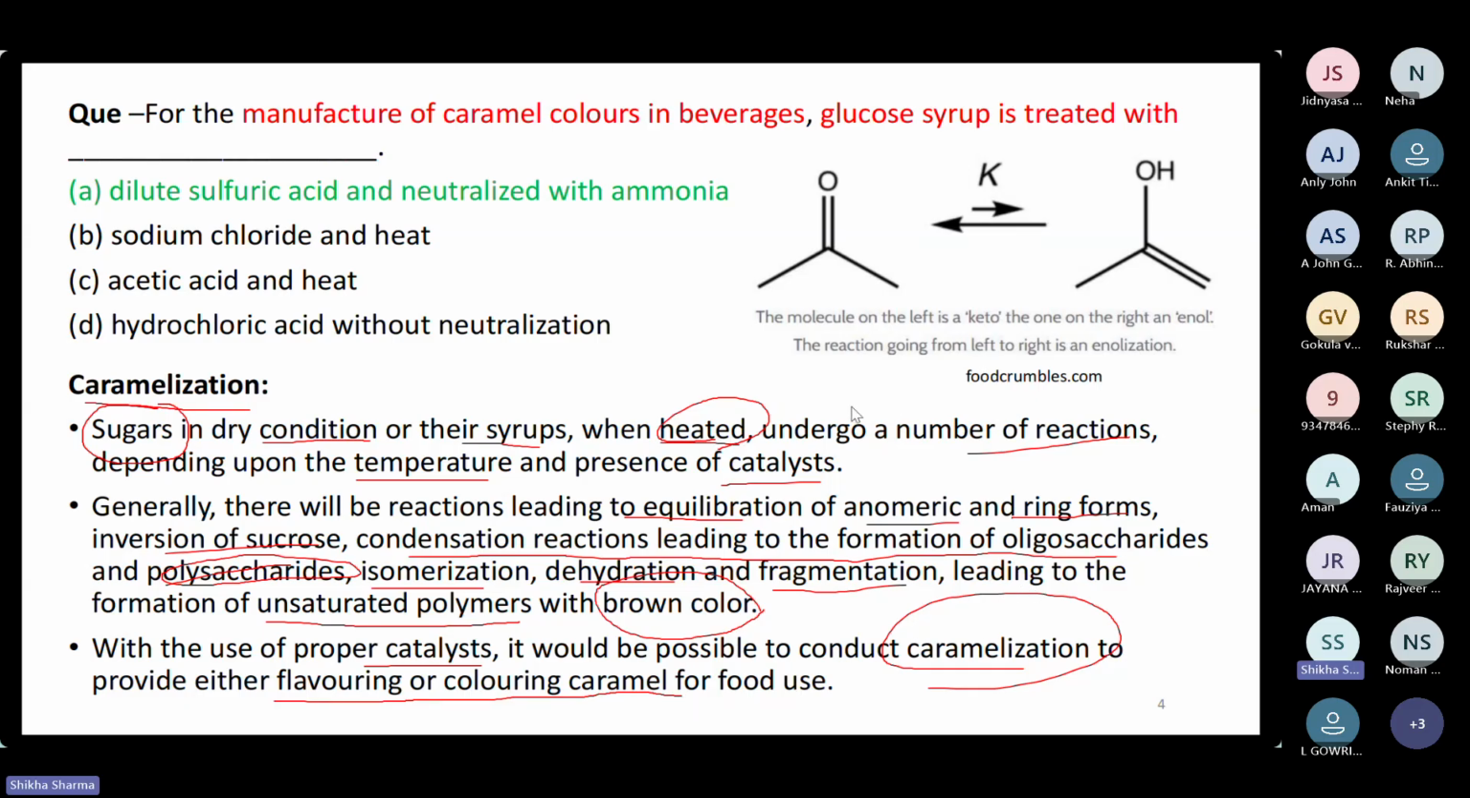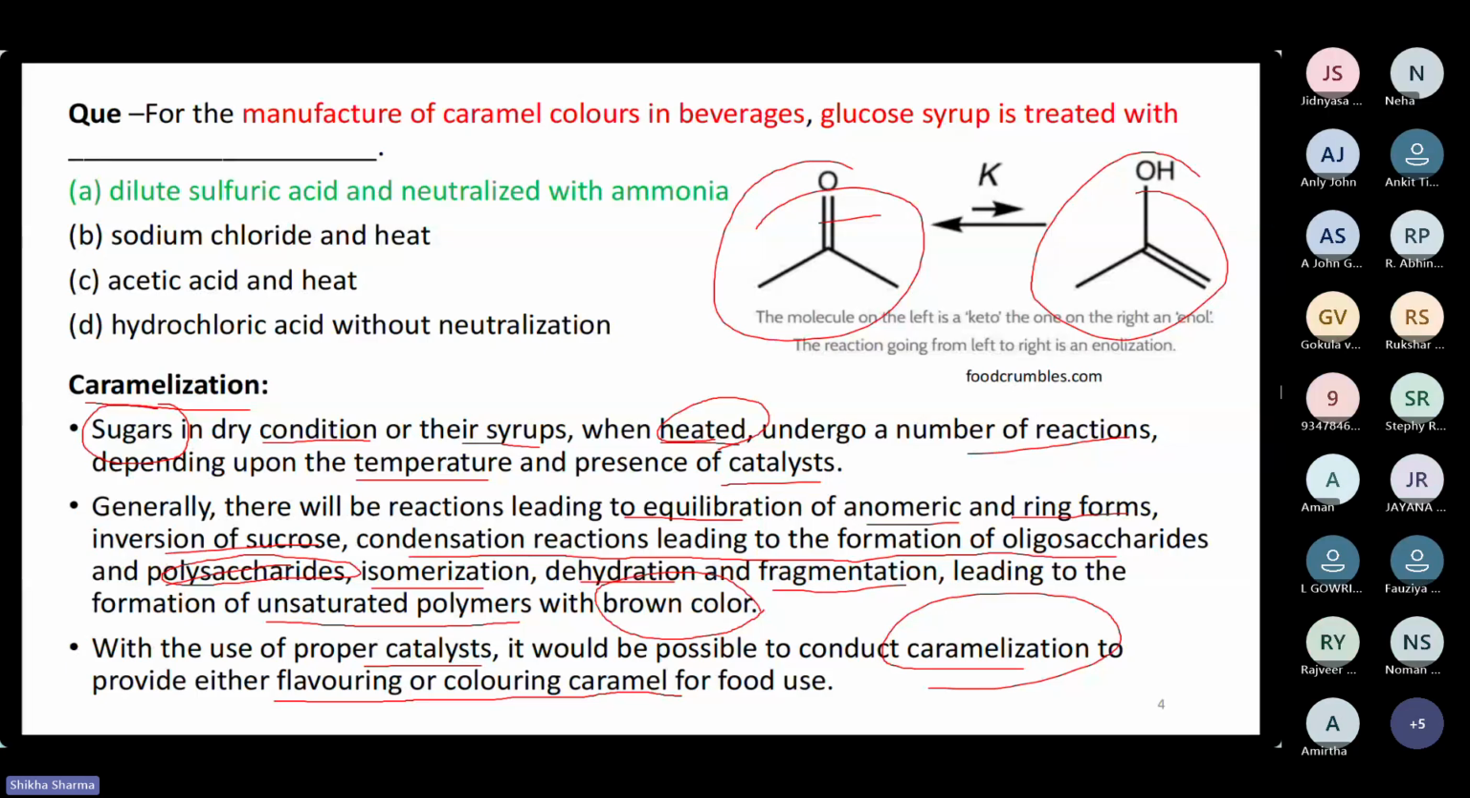Basically, here we can see that this is the ketone group. The ketone group is undergoing the enolization reaction, and it will form an enol here. So this bond will break and H will attach, and this reaction is basically called enolization.